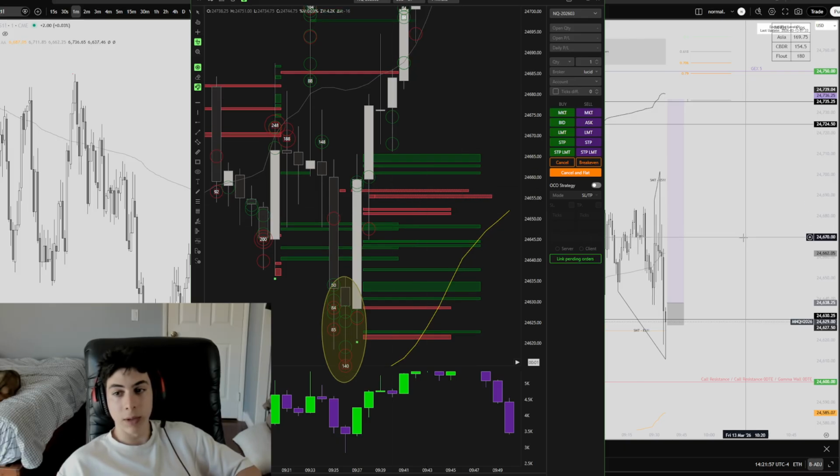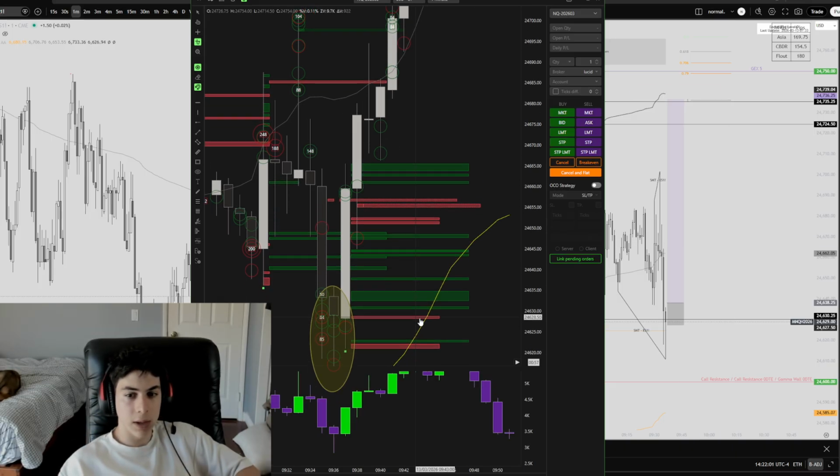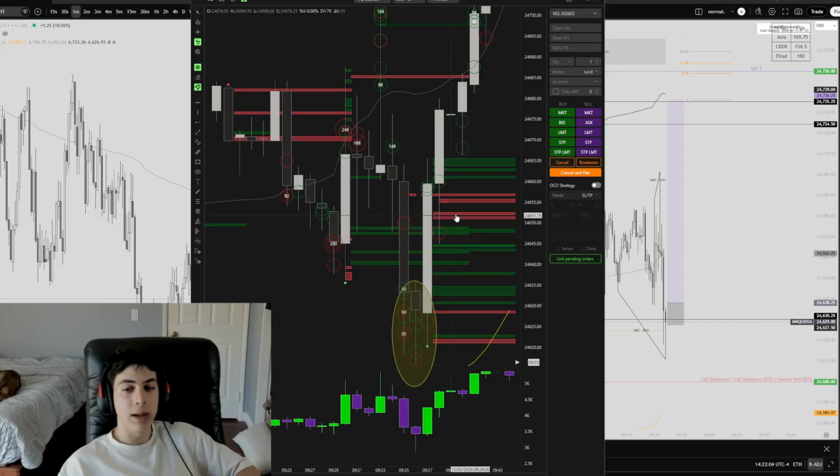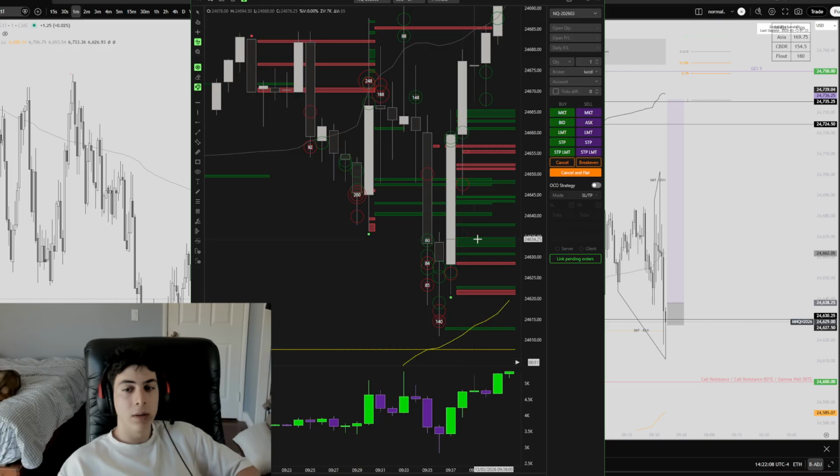I know a lot of people are like, okay, wait for the inverse fair value gap, or they're like, how did you enter without the inverse fair value gap? We don't use that. We don't need that. It's pretty useless. We already had our confirmation here.